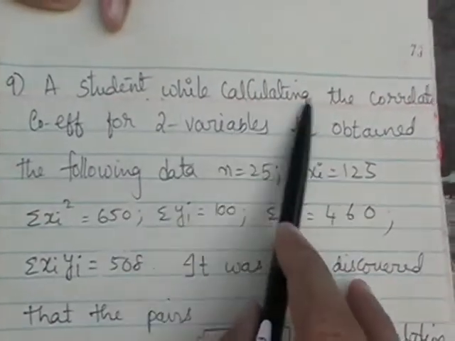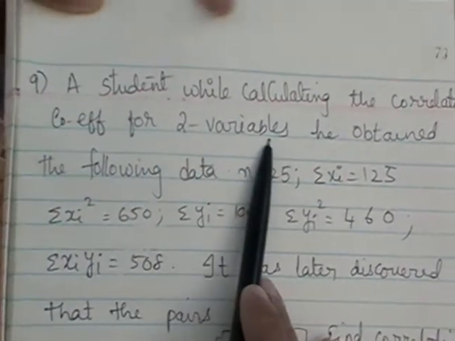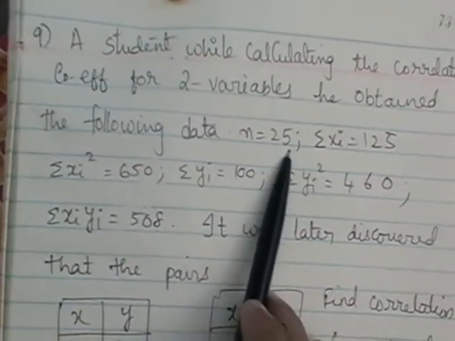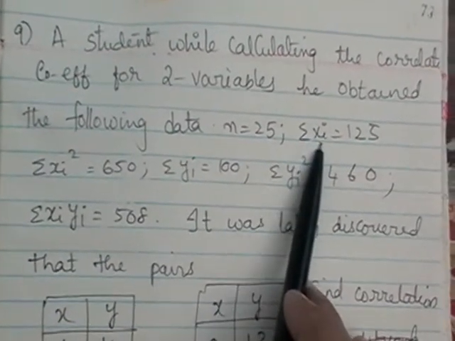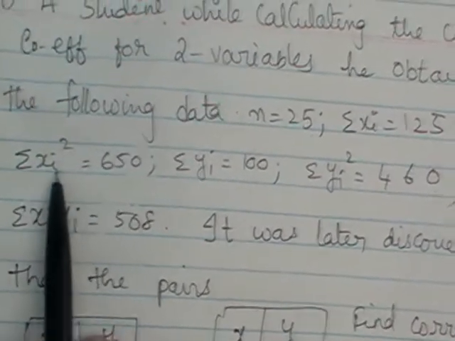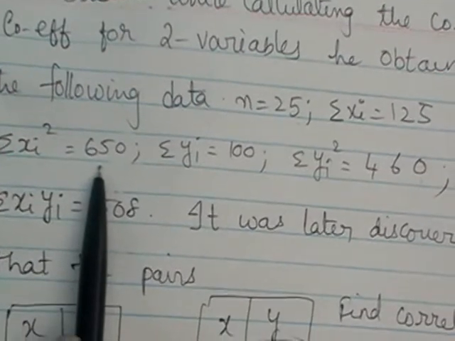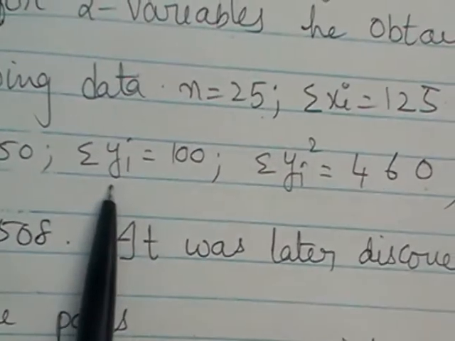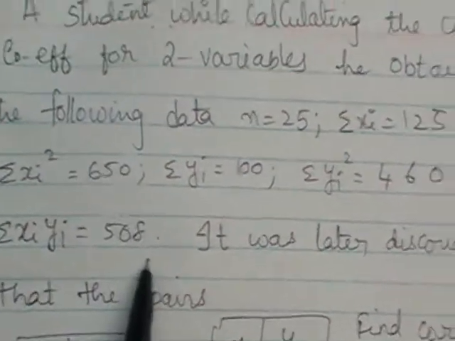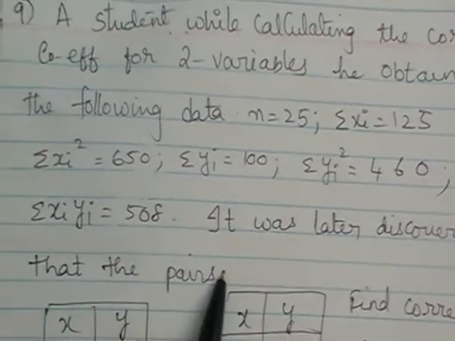A student, while calculating the correlation coefficient for two variables, obtained the following data. Number of observations is 25. Sigma xi, the total of x observations, is 125. The sum of the squared observations of x is 650. The sum of y observations is 100, and sigma yi square is given. These are the data he calculated for 25 observations.